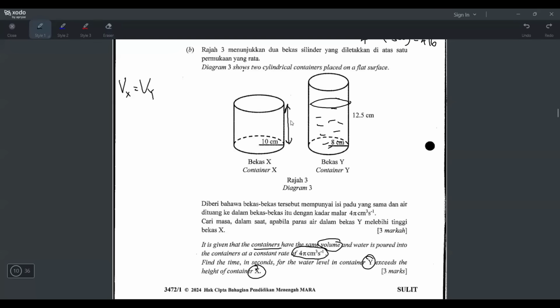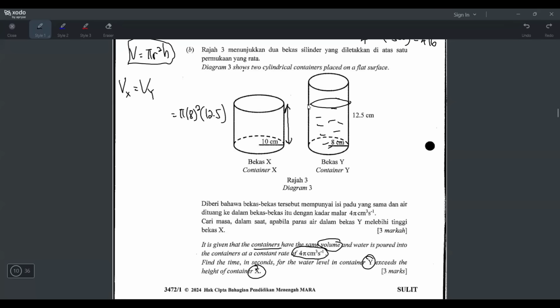Okay, and how do we do that? Okay, the volume of container Y. The volume of a cylinder formula is pi r square H. This is the formula. Pi r square H. So the volume of Y will be pi r square, which is 8 square, and then the height is 12.5.